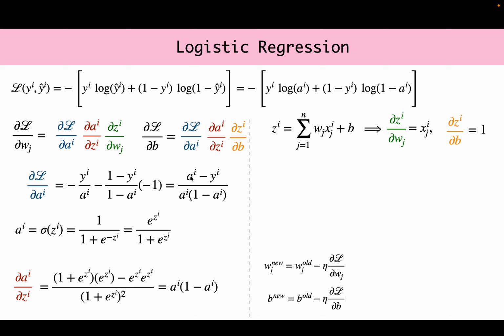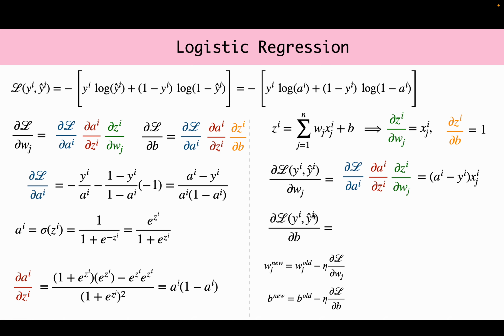So now we have these three terms, dou L by dou ai, dou ai by dou zi, and dou z by dou wj. When you multiply all these three terms, the denominator and the numerator get cancelled out, and we are left with ai minus yi into xij. So this is dou L by dou wj, which we will be using here to update the weights of the model. And for dou L by dou b, we get ai minus yi.